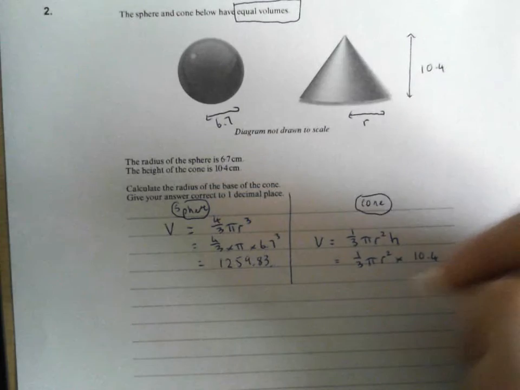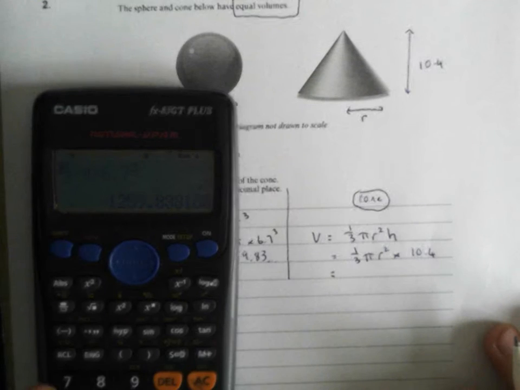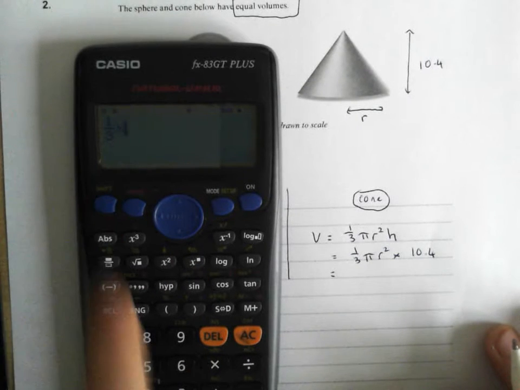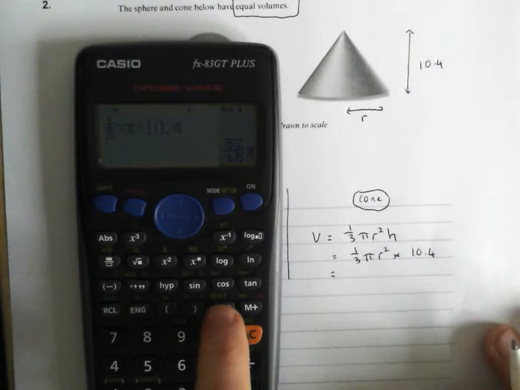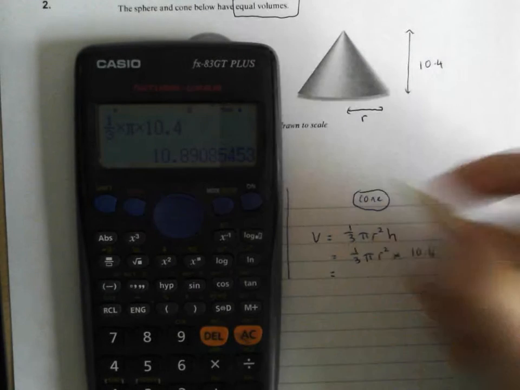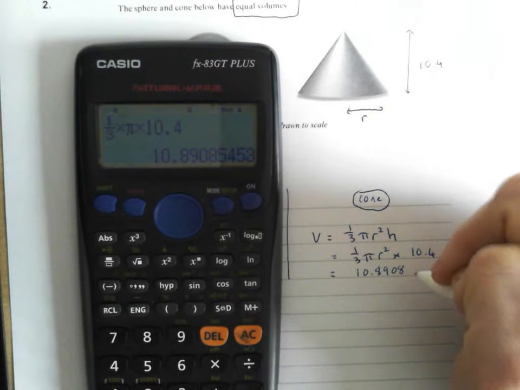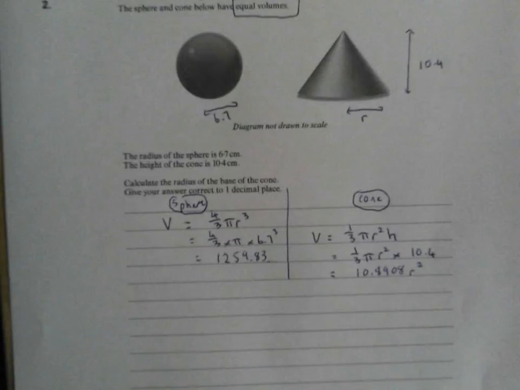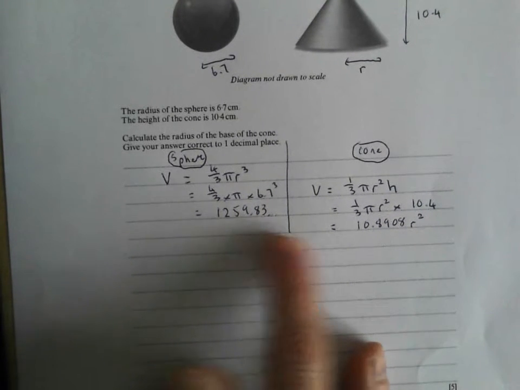So we can do 1/3, that can go in there. We can times that by pi, that can go in there, and we can times that by 10.4. And we're going to get, in terms of pi, but I'll have it as a decimal, 10.8908, and that is going to be times my radius squared. So I know that the volume of my sphere is 1259.83, and the volume of my cone is 10.89 blah blah blah times my radius squared.